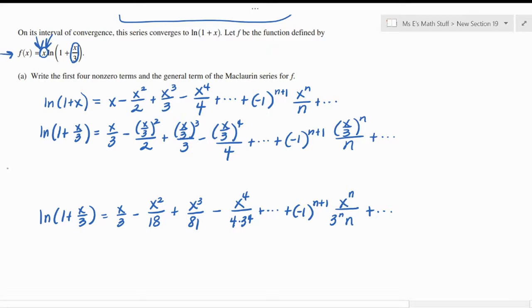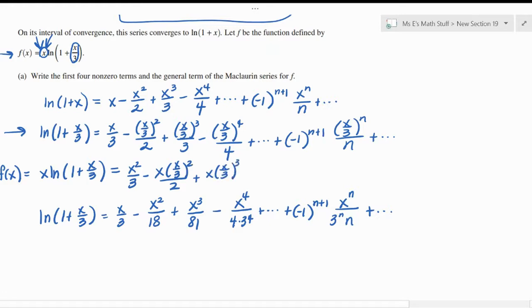And so you would get f of x is equal to x times the natural log of 1 plus x over 3, which would just be exactly what you had here multiplied by x. So it would be x squared over 3 minus, however you want to do this. I noticed some people really went for the unsimplified approach. And if you can live with yourself, then that's fine. Yeah, that's totally fine. Kind of hurts a little bit, but that's right.